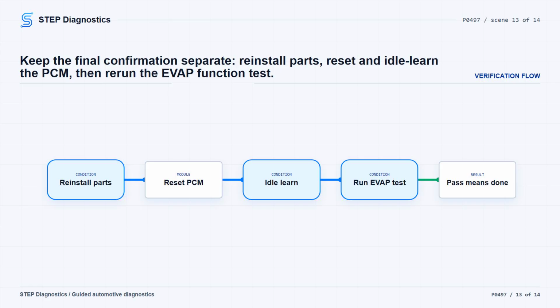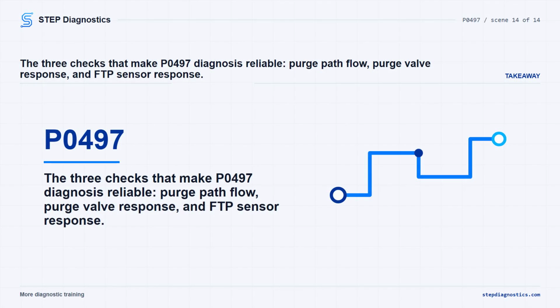If the final connection item is unclear, do not invent it. Pause, recheck the earlier diagnostic path, and avoid guessing. The takeaway: P0497 is diagnosed by proving the purge path can flow, proving the purge valve responds to command, and proving the FTP sensor changes when vacuum is applied. Work the branches in order, repair only what the tests support, and always finish with the EVAP function test.